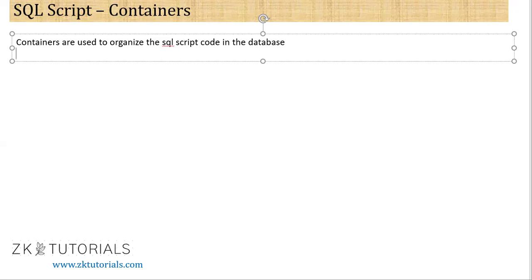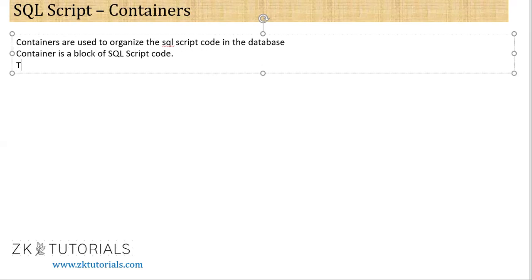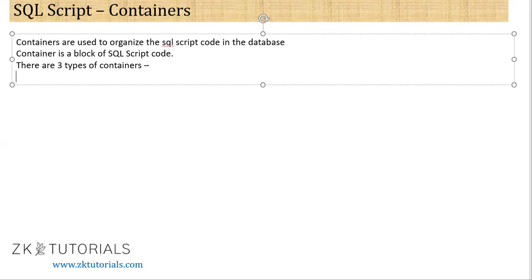Now, a container is nothing but a block of code. A container is a block of which code? A block of SQL script code. So how many types are there, guys, for this code? There are three types of containers. What are they? The first type of container, let me make it into a block so that it will be more clear.